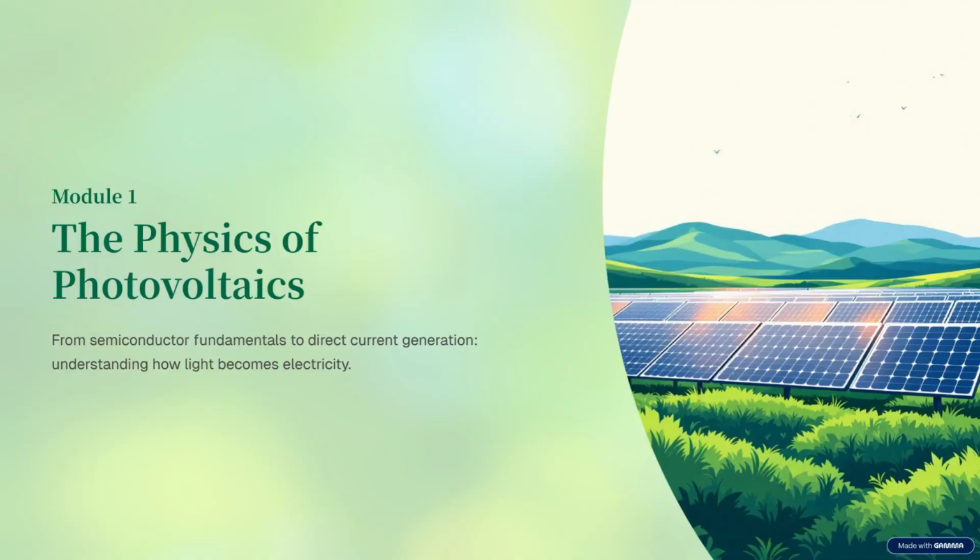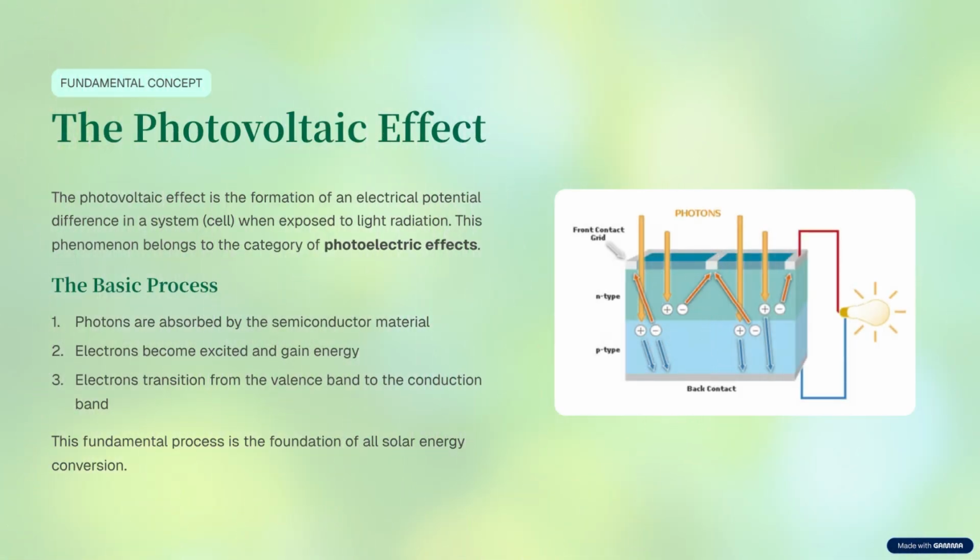Let's start with the core concept, the photovoltaic effect. This phenomenon is defined as the formation of an electrical potential difference within a system, which we call a solar cell, when it is exposed to light radiation. Technically, this is a specific type of photoelectric effect. The process follows three basic steps.